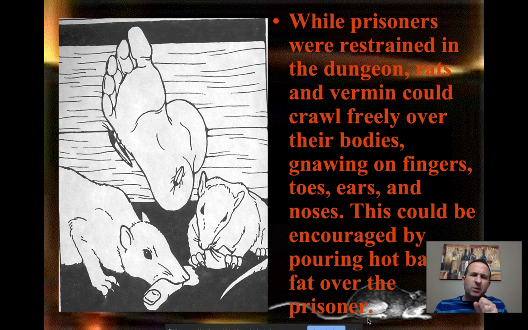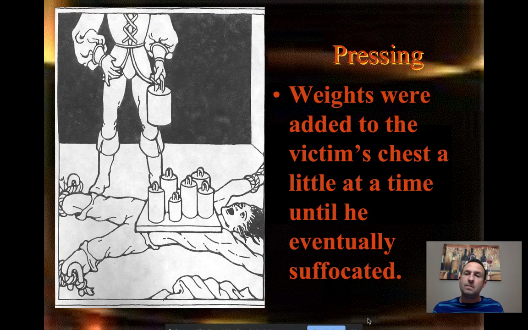Yeah, see, when prisoners are restrained in the dungeon, rats and other vermin crawl freely over their bodies, gnawing on fingers, gnawing on toes. And just to make sure that the rats did their job, and the rats were well fed and taken care of, unlike the prisoners, they often would pour hot bacon fat over the prisoner just to encourage a few more animals to gnaw on your toes and fingers. And yes, that is literally a finger that's nibbling on there.